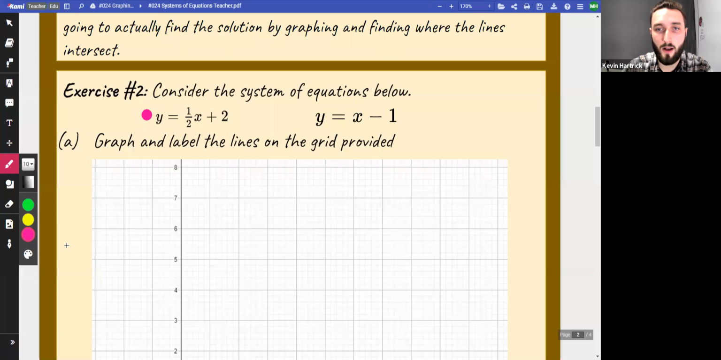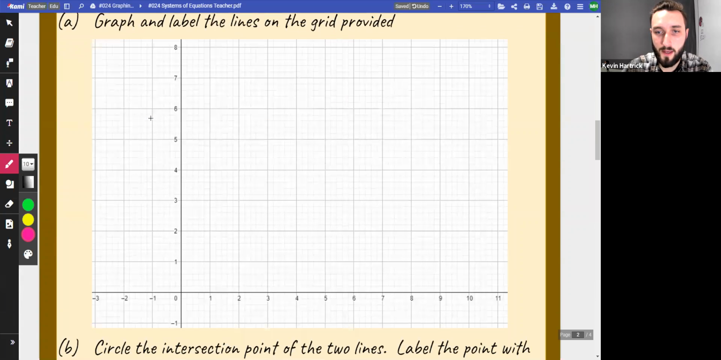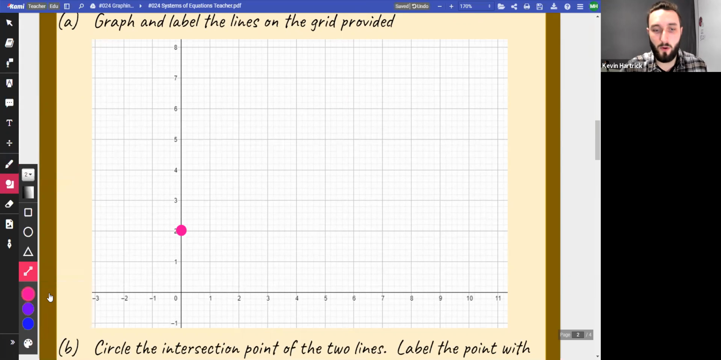I'm going to put a little color tag on there to show that I'm graphing this one with this color here. Okay, it's 1 half x plus 2. So the plus 2 tells me I'm starting at positive 2 on the y-axis. Okay, so now I'm going 1 half. That means up 1, right 2.